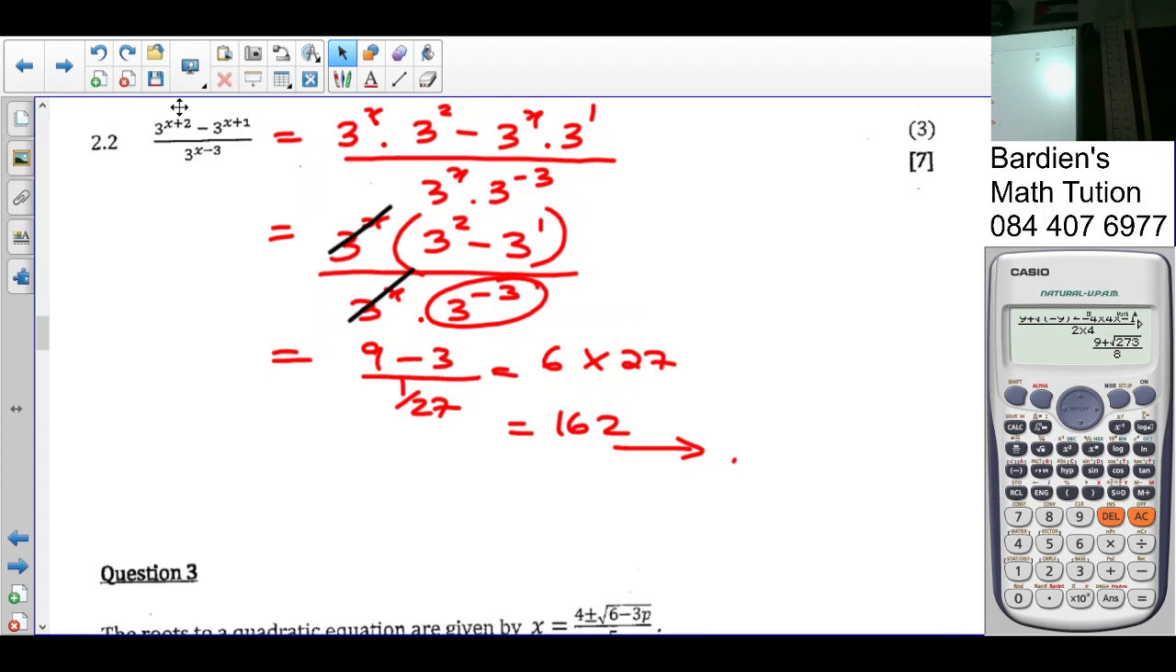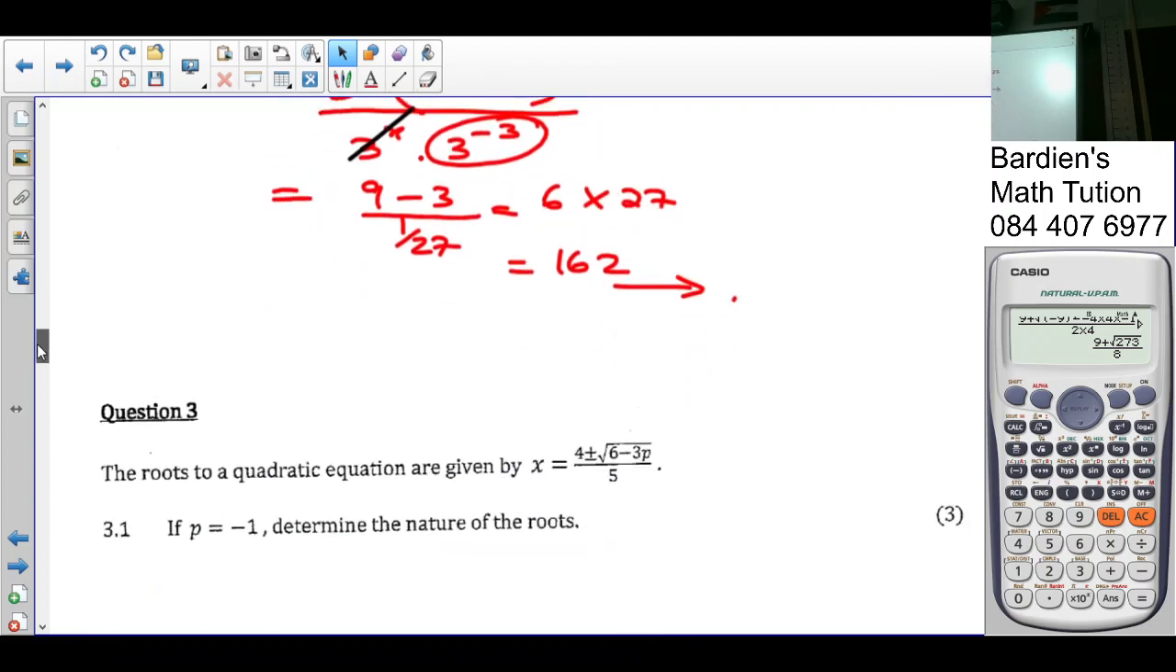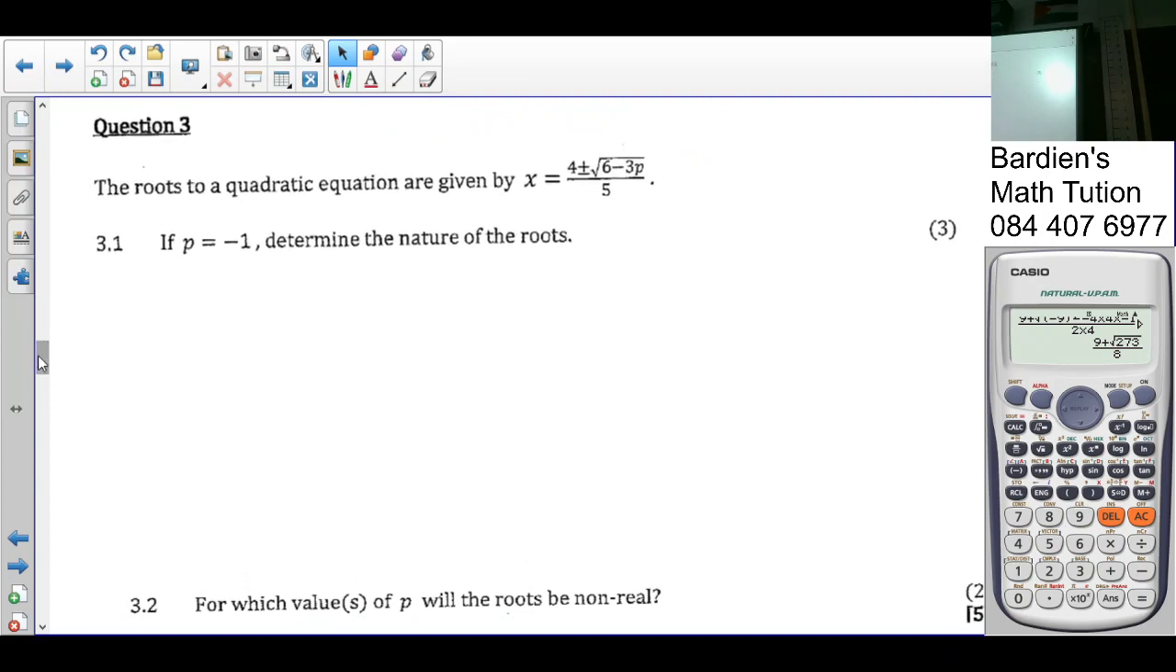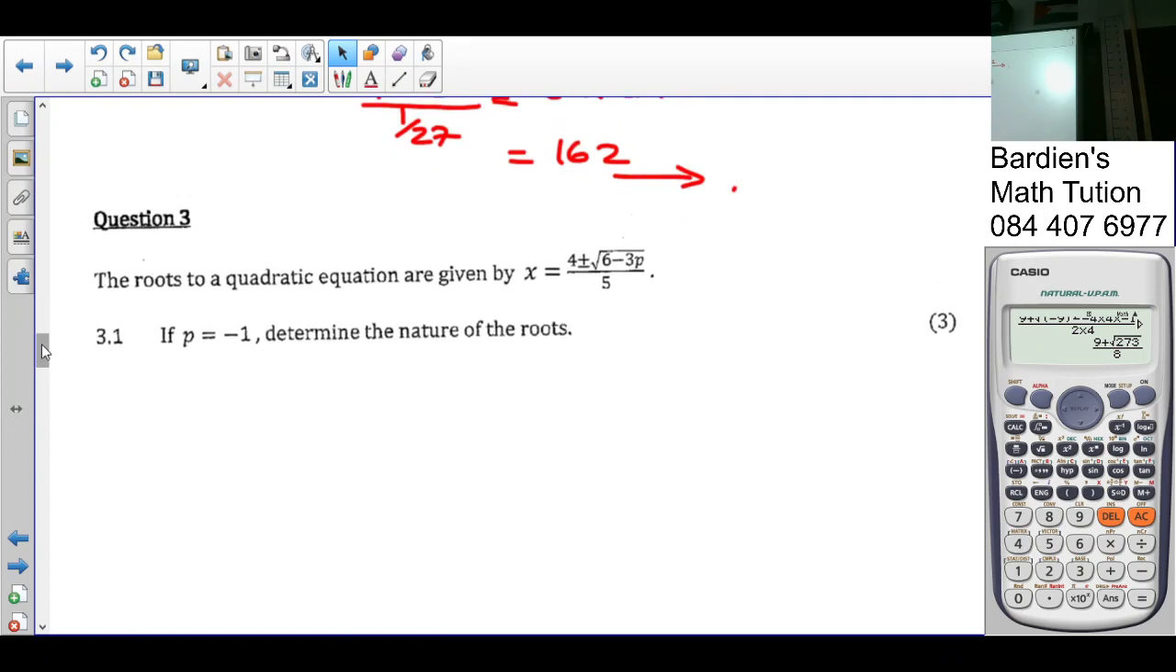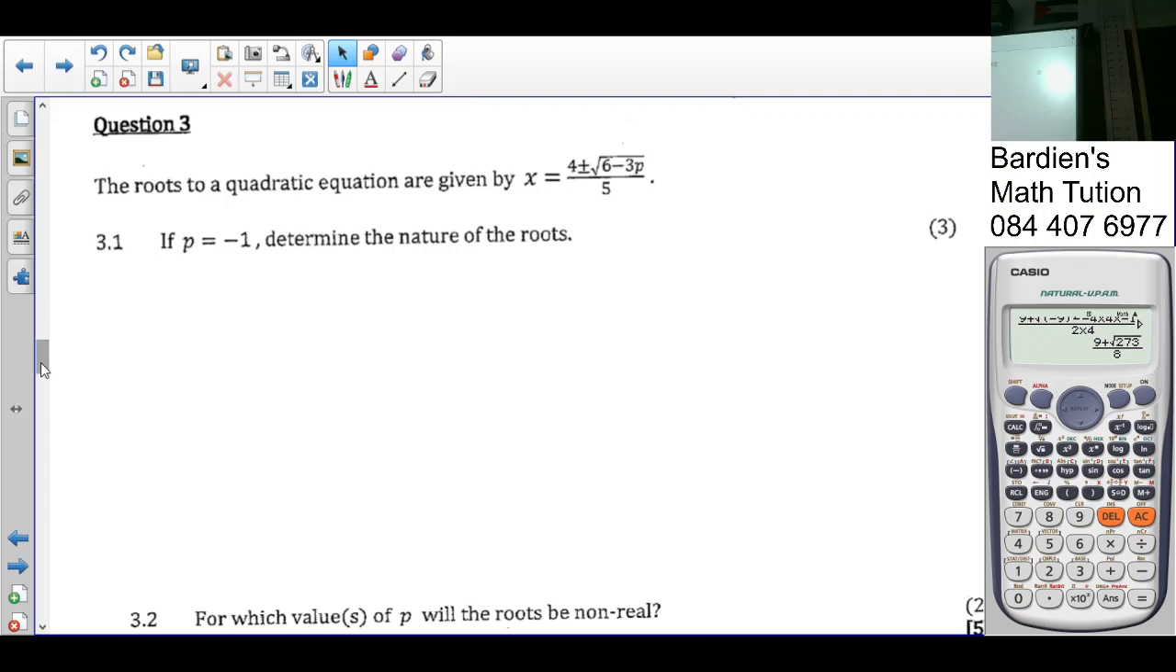Any questions yet? Question 3. The roots of the x values, so the solutions to a quadratic equation, are given by x is equal to 4 plus minus the square root of 6 minus 3p over 5. If p is equal to 1, determine the nature of the roots.